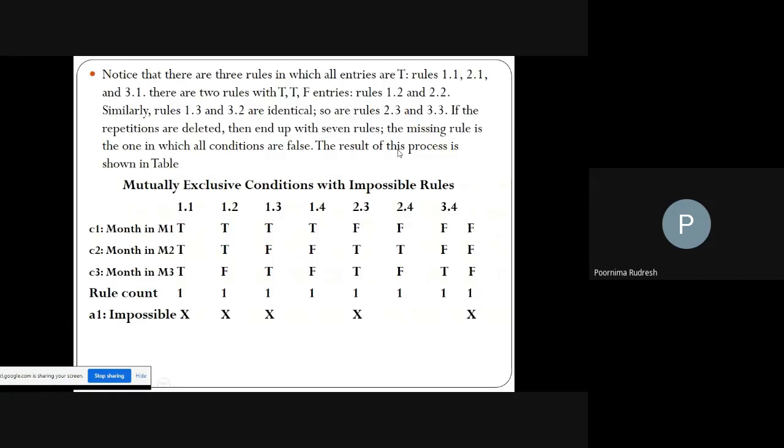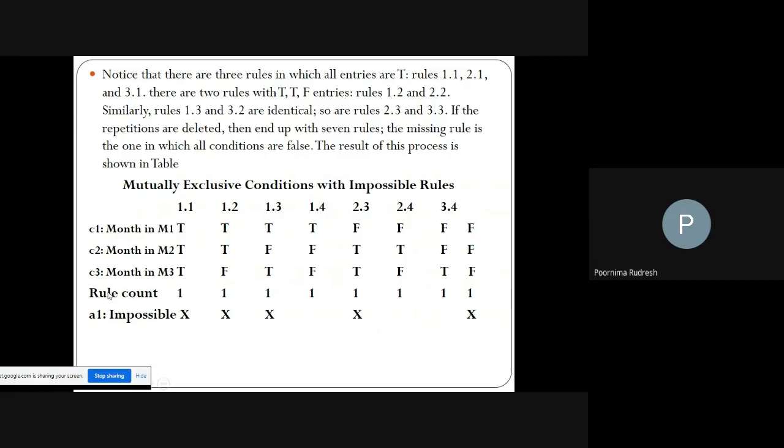So here we have 3 rules in which the entries for the TR rules 1.1, 2.1 and 3.1. There are 2 rules with the TTF for entries 1.2 and 2.2. Similarly, rules 1.3 and 3.2 are identical. See here, by using the mutually exclusive conditions for impossible rules, we have constructed the decision table, where the decision table consists of the conditions and the actions.